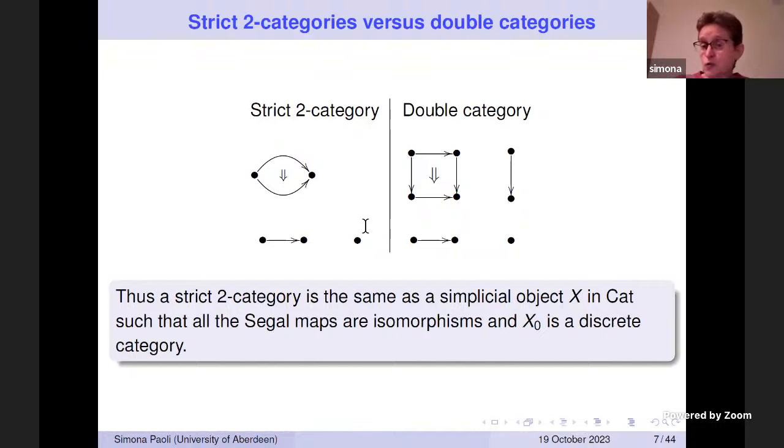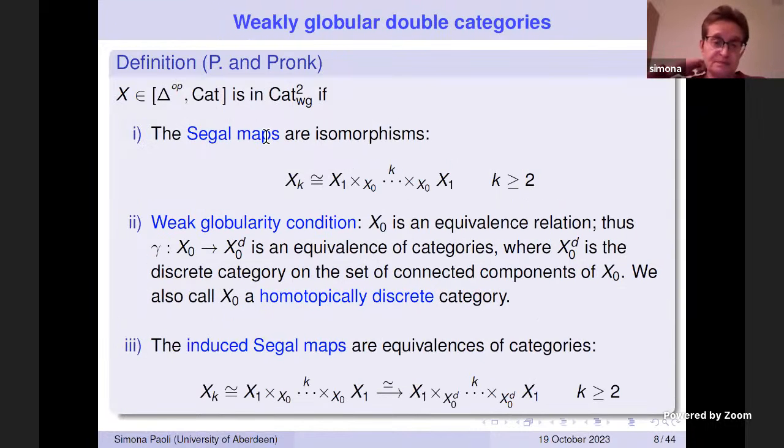That is necessarily a groupoid, a very special type of groupoid, because it's a groupoid where you cannot have non-trivial loops. So topologically, it's a zero type. So it's just a fattening of a discrete thing. And that's what gives us the category of weakly globular double categories. So you have a simplicial object in Cat such that all the Segal maps are isomorphisms, so that we have a double category. We have this weak globularity condition.